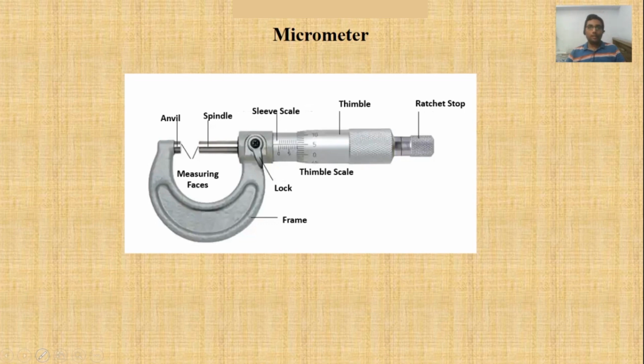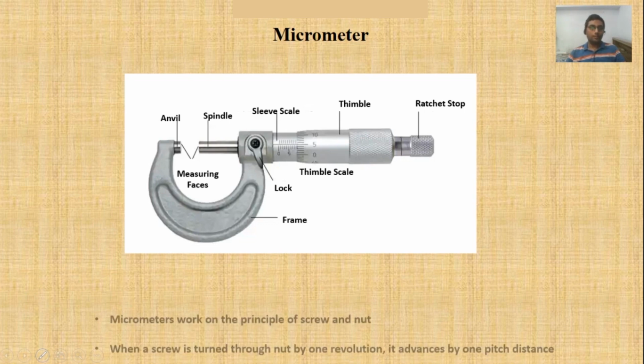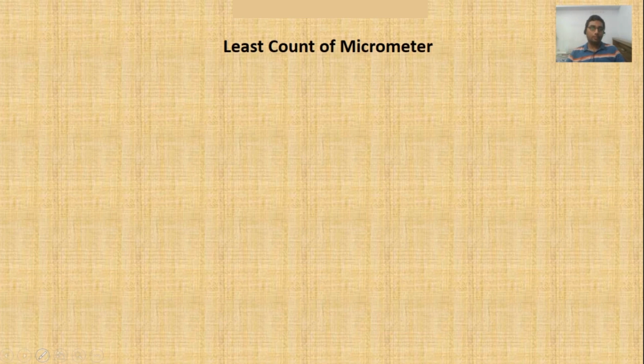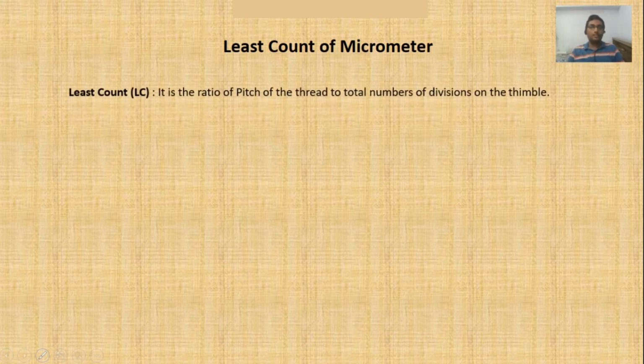Now the micrometer works on the principle of screw and nut. So when you rotate the thimble by one full revolution, it will advance on the sleeve or barrel by one pitch distance. Now let's understand how to calculate the least count of the micrometer. Before calculating, let's see the definition of least count. It is the ratio of the pitch of the thread to the total divisions on the thimble scale.